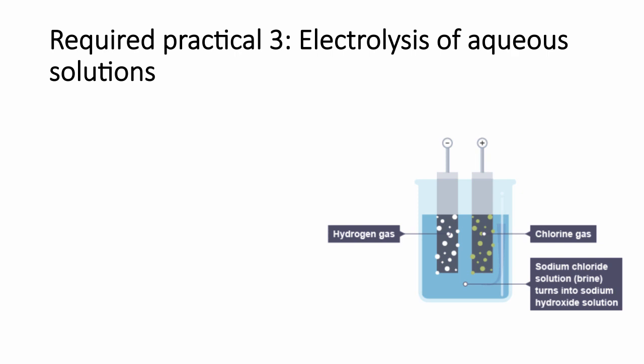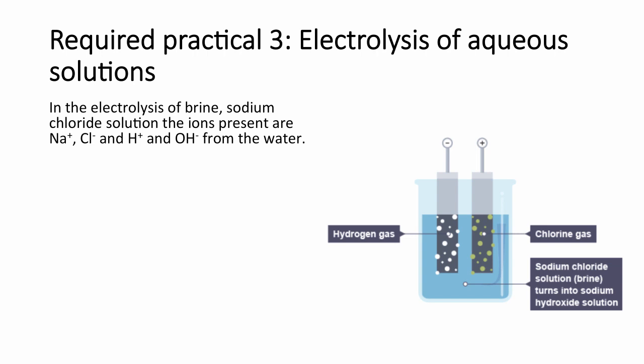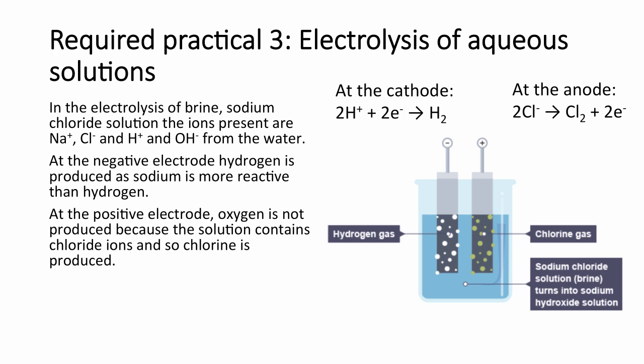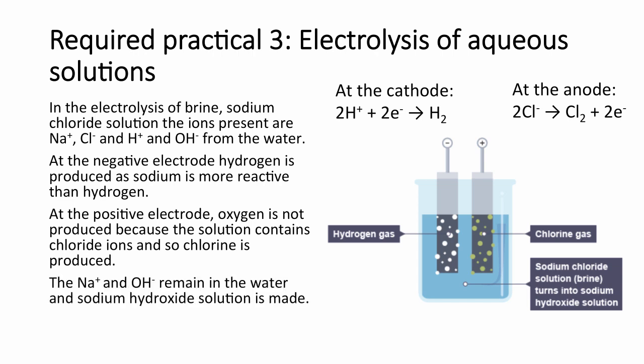Required practical 3. Electrolysis of aqueous solutions. In the electrolysis of brine, sodium chloride solution, the ions present are sodium, chloride, and the hydrogen and hydroxide ions from the dissociation of water. At the negative electrode, hydrogen is produced as sodium is more reactive than hydrogen. Each hydrogen ion gains an electron to form the H2 molecule. At the positive electrode, oxygen is not produced because the solution contains chloride ions, and so chlorine is produced. Each chloride ion has an electron removed and the chlorine molecule, Cl2, is formed. The sodium and hydroxide ions remain in solution, and so sodium hydroxide solution is made.